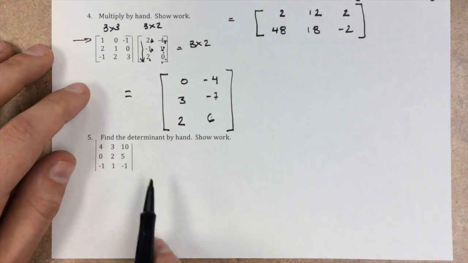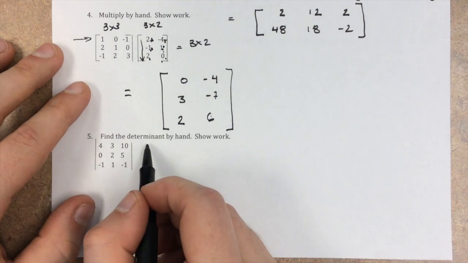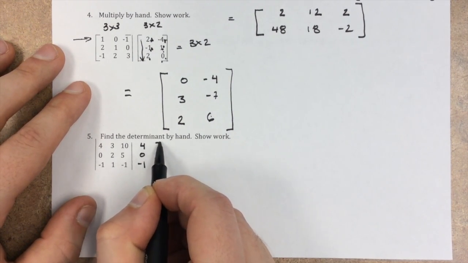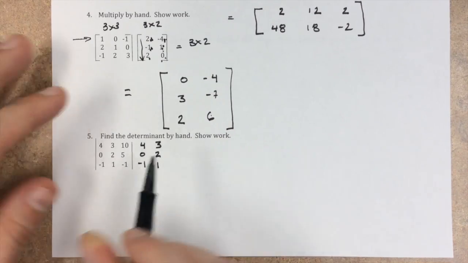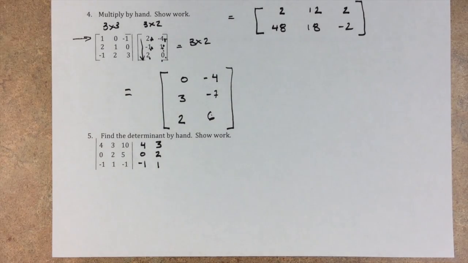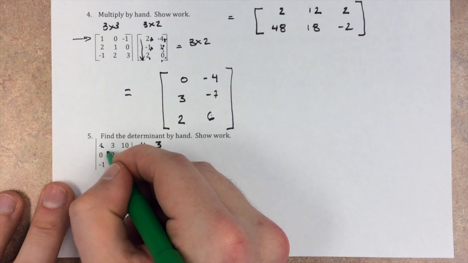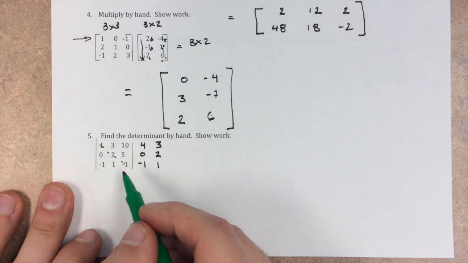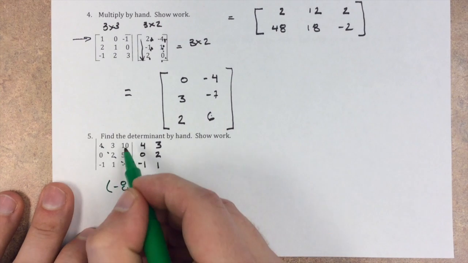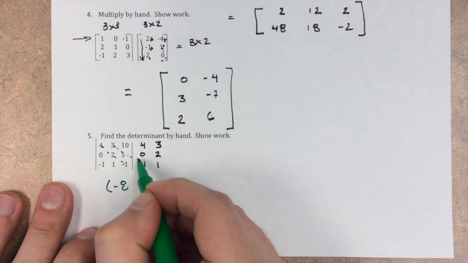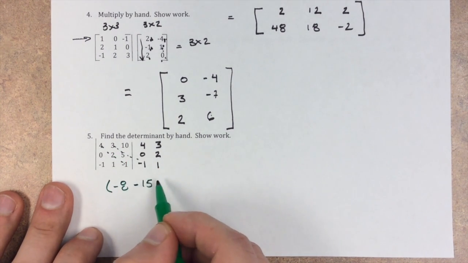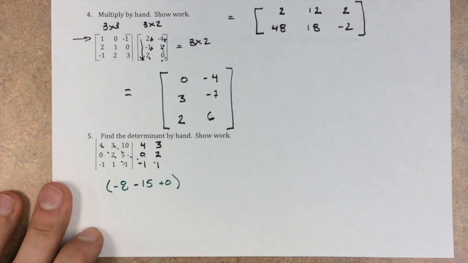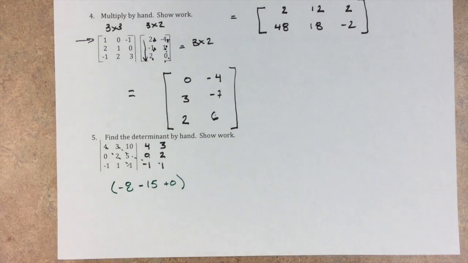Find the determinant by hand. So finding a 3 by 3, I rewrite the first two columns, and then I go down the diagonal. I do 4 times 2 times negative 1, so 8 times negative 1 is negative 8. 3 times 5 times negative 1, so minus 15. And 10 times 0 times 1, which is 0. That gives me my down diagonal.